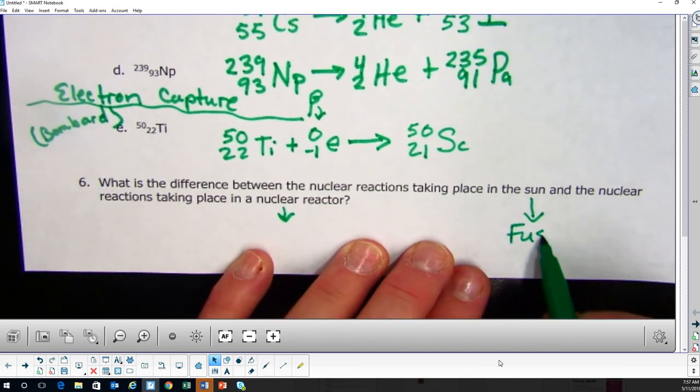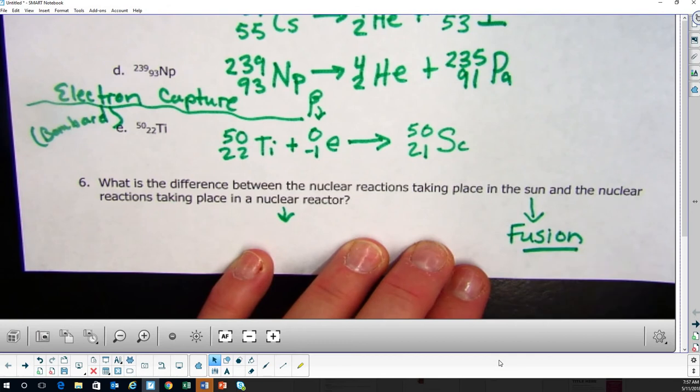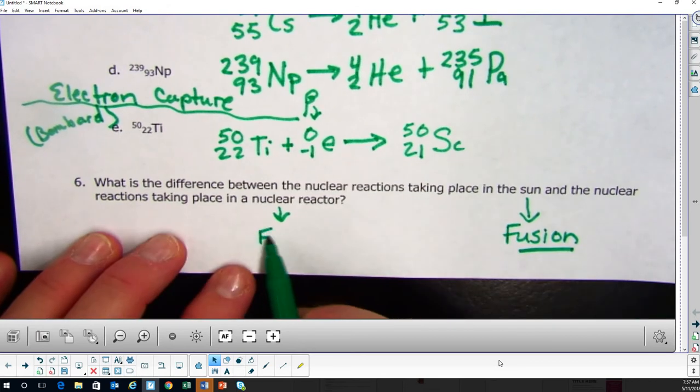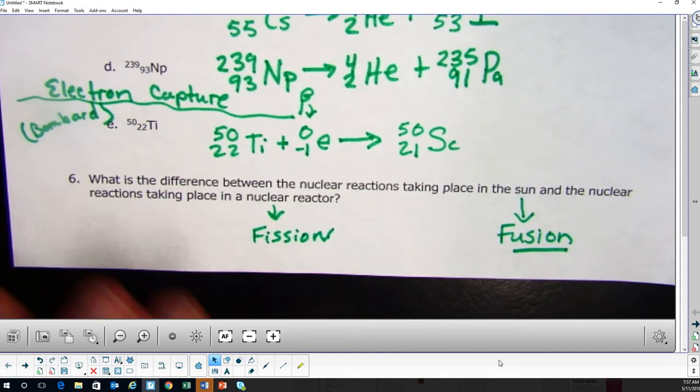Fusion is the sun. Remember, fusion is the one we're having a hard time controlling. But fission is a nuclear reaction. So fission is like a fissure. It pulls it apart. Fusion, you're fusing it together. Okay? All right, let's go to the other side.